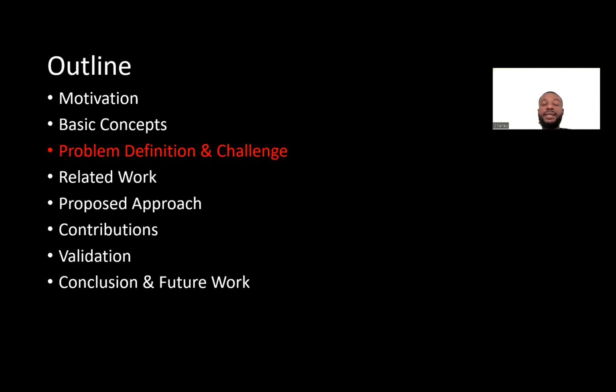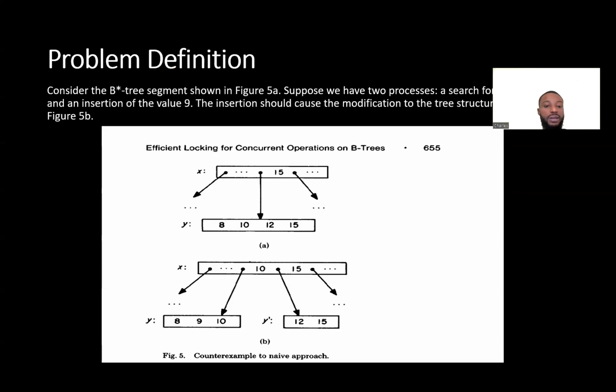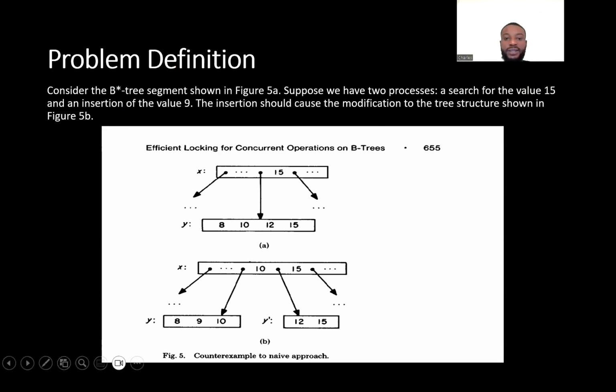Let's look at the problem at hand. Basically, this research paper is just trying to find an efficient lock for concurrent operations with the help of B-trees. This is taken directly from the research paper. And let's just look at the situation.